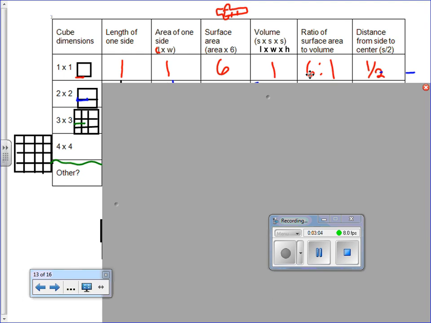Oh, and then this last one, the distance from the side to the center. That's kind of like a radius, basically. So how far would the stuff have to diffuse? Half. Okay, so let's do the next square.